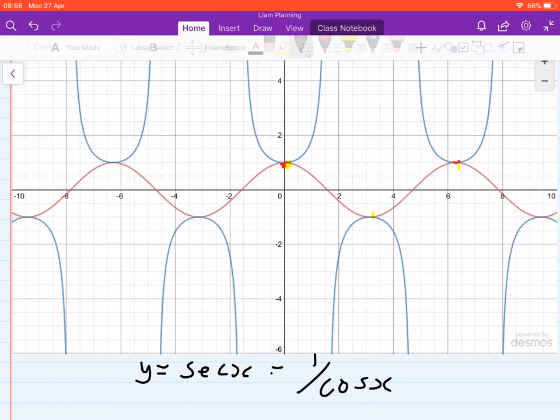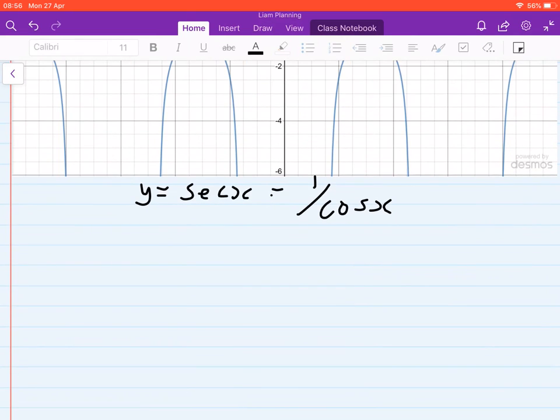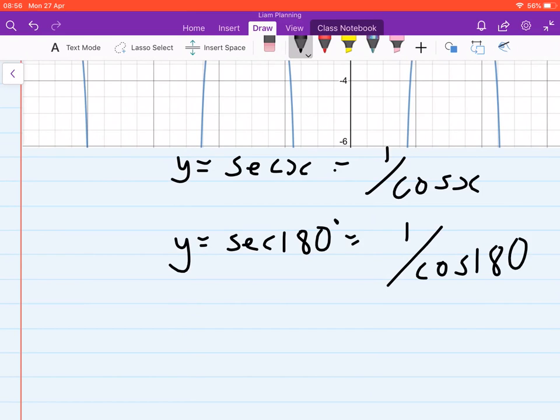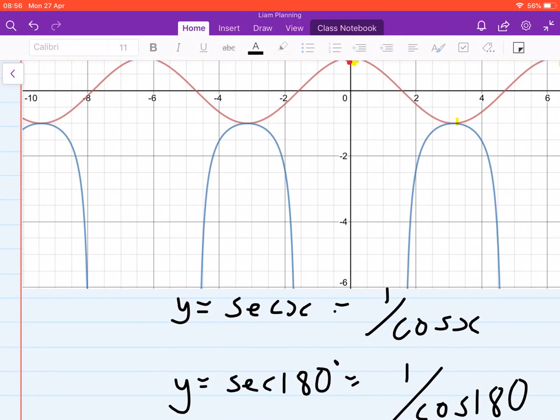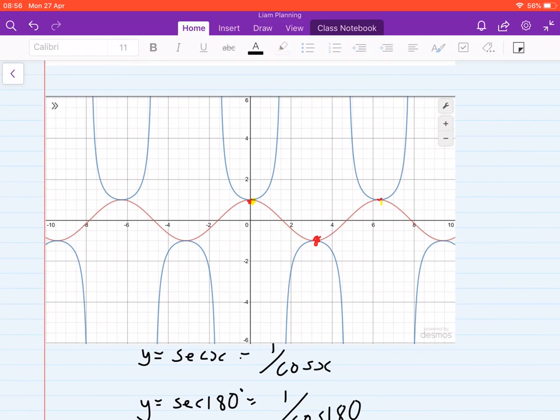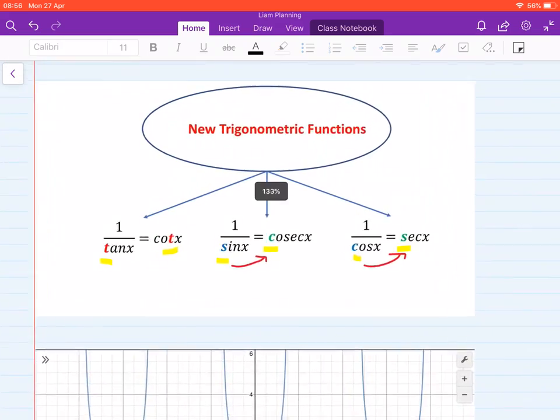So if I wanted to, for example, work out y equals sec of 180 degrees, I would work out 1 over cos of 180. Cos of 180 is -1, which would mean that at 180, sec is -1. So if we have a look here, at 180 sec is -1. And we can essentially do that for all of these graphs to get these. You don't need to technically know this result, you need to know what it looks like. What you need to know is these standard 3 results.